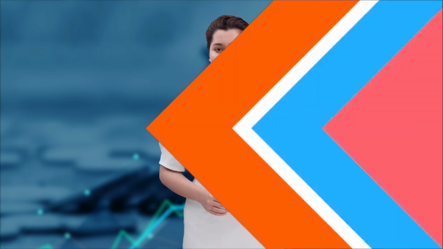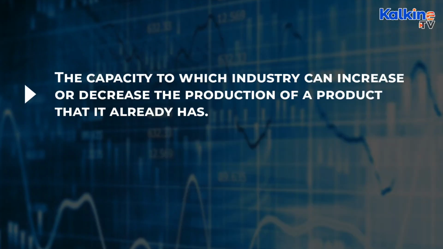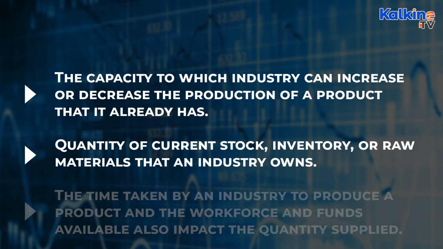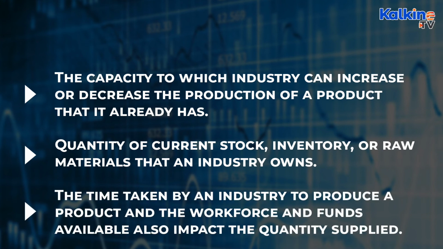A number of factors can affect price elasticity. Some of them are the capacity to which an industry can increase or decrease the production of a product that it already has, the quantity of current stock, inventory, or raw materials that an industry owns, and the time taken by an industry to produce a product. The workforce and funds available also impact the quantity supplied.